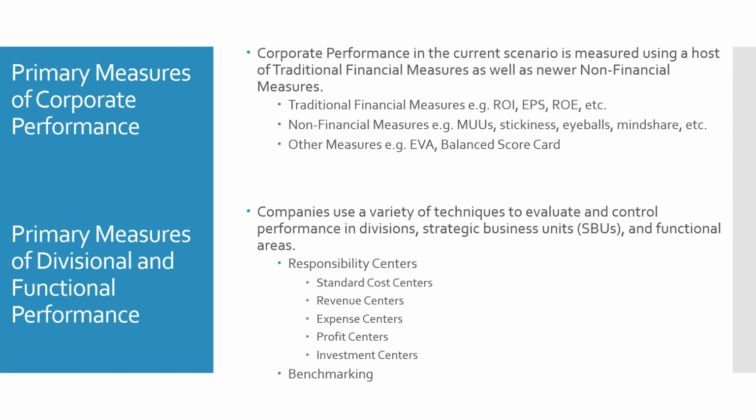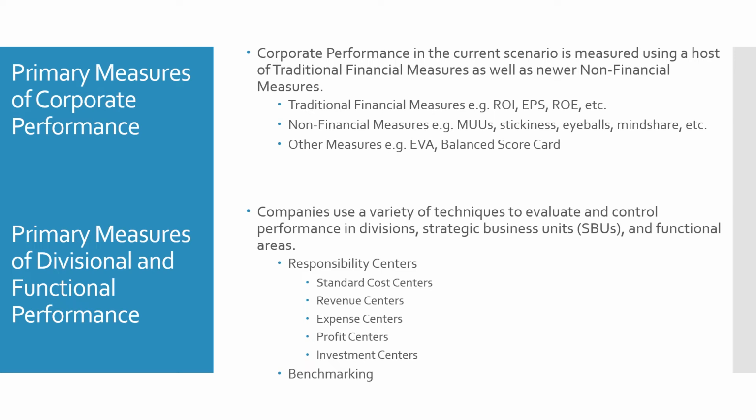Then we have profit centers. Performance is measured in terms of the difference between revenues and expenditures in a profit center. Fifth is an investment center. An investment center's performance is measured in terms of the difference between its resources and its services or products.